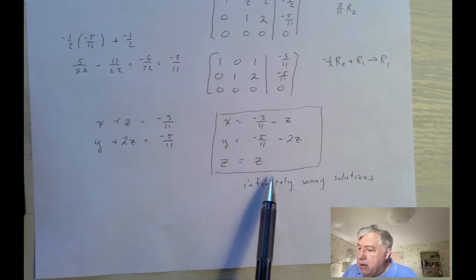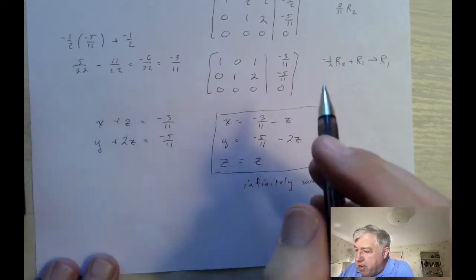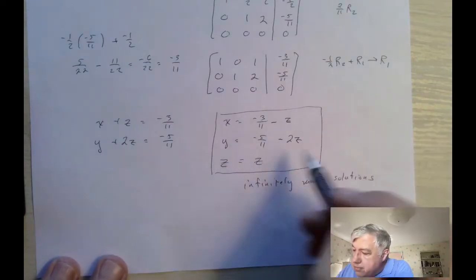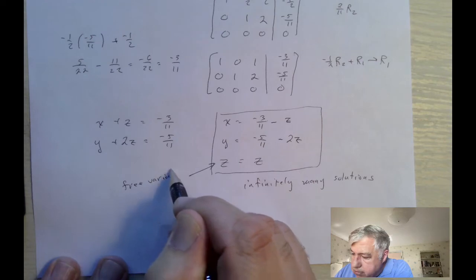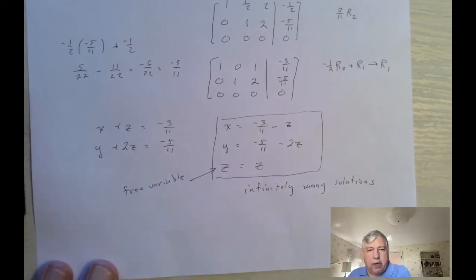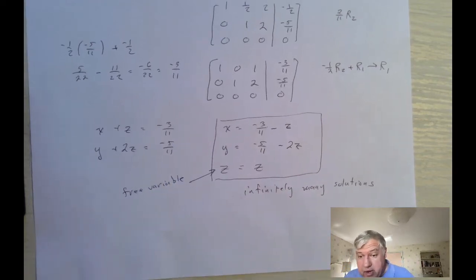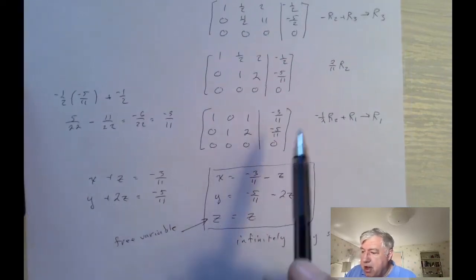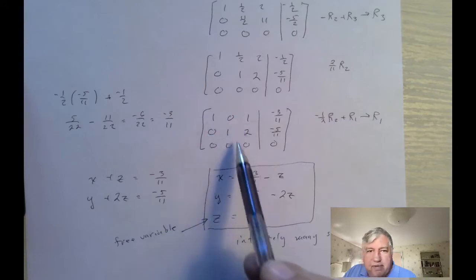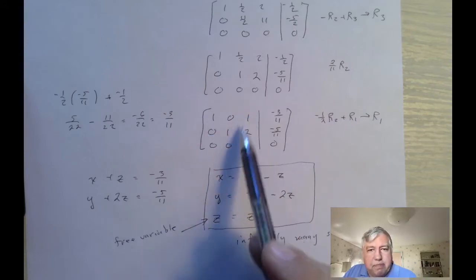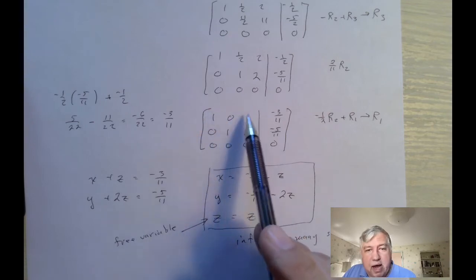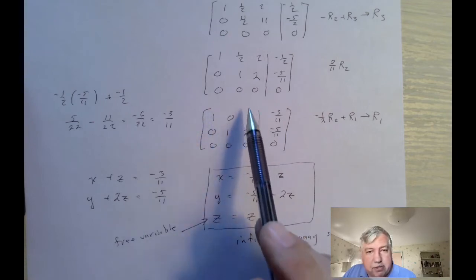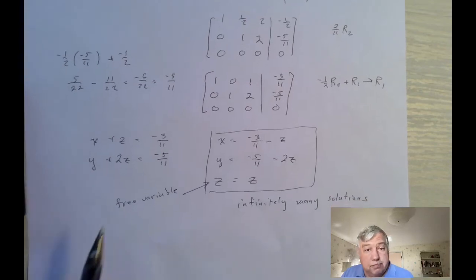And z is what we call a free variable. A free variable means it can be whatever we want it to be. And basically how this works is that every non-pivot column on the coefficient part of the matrix is going to correspond to a free variable.